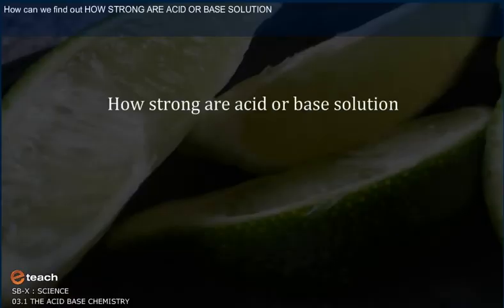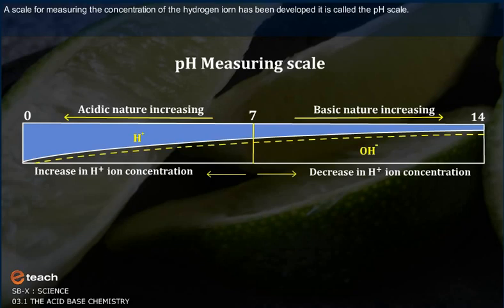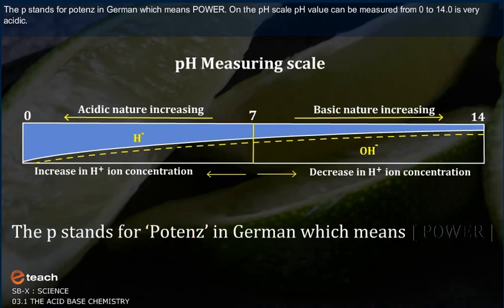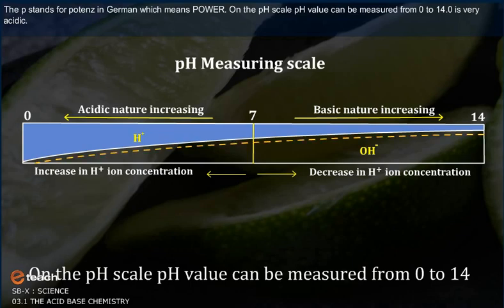How can we find out how strong are acid or base solutions? A scale for measuring the concentration of hydrogen ion has been developed. It is called the pH scale. P stands for Potenz in German, which means power. On the pH scale, pH value can be measured from 0 to 14.